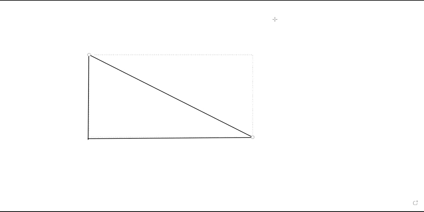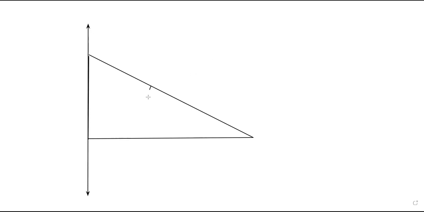So what is this all about? I take a right angle triangle like this, and I'll consider an axis along one of the perpendicular sides. Let's say it's this, and I'll try to find the moment of inertia of this right angle triangle with respect to this particular axis.